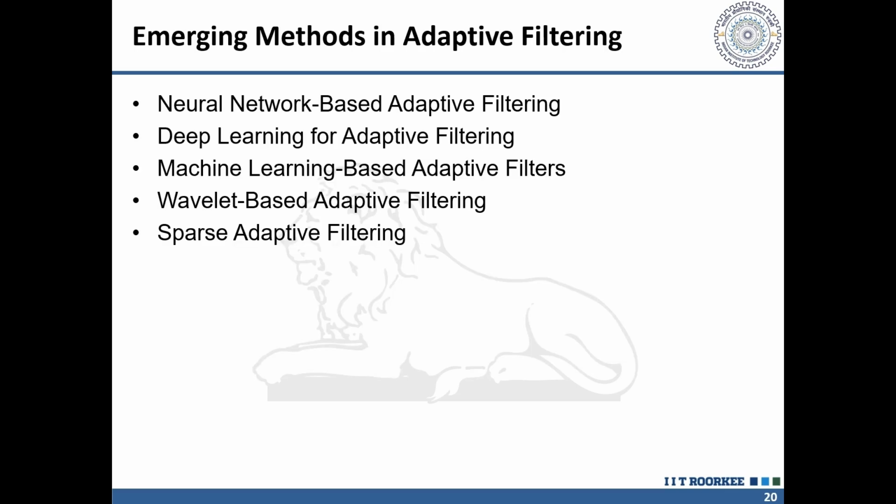Adaptive filtering techniques are not new, and the field continues to evolve with new techniques, particularly involving machine learning, deep learning, and advanced algorithms. To wrap up this presentation, I'll just mention a few emerging methods in adaptive filtering: neural network based adaptive filtering, deep learning for adaptive filtering, machine learning based adaptive filtering, wavelet based adaptive filtering, and sparse adaptive filtering.